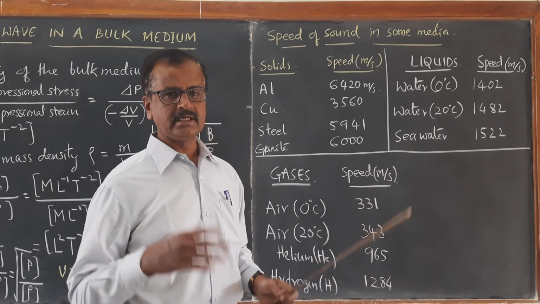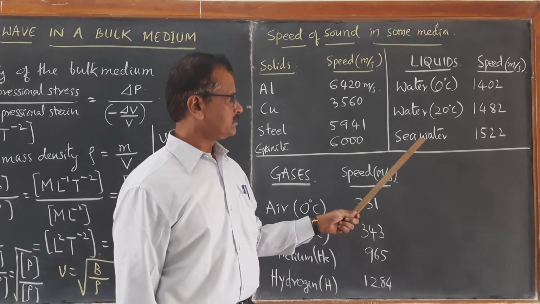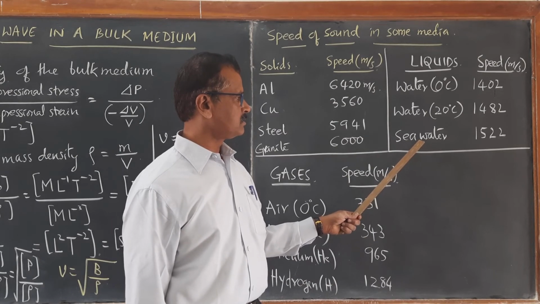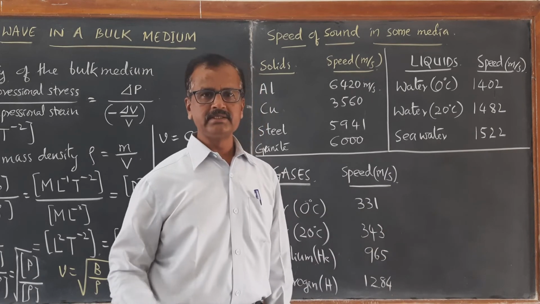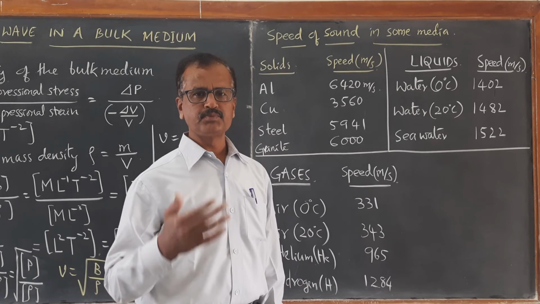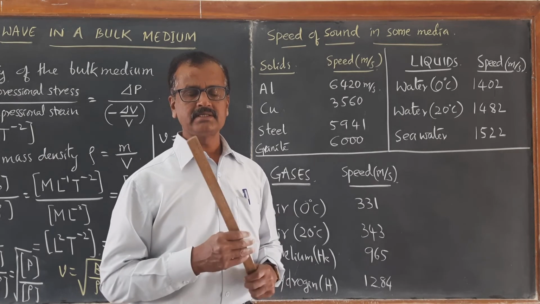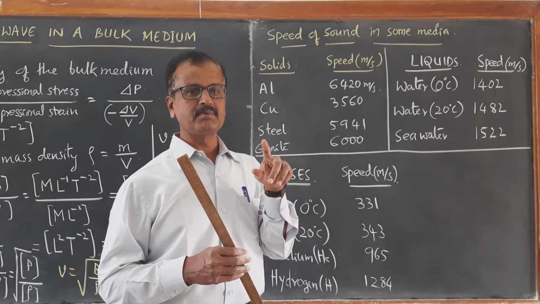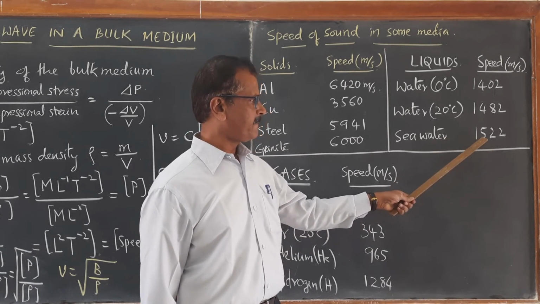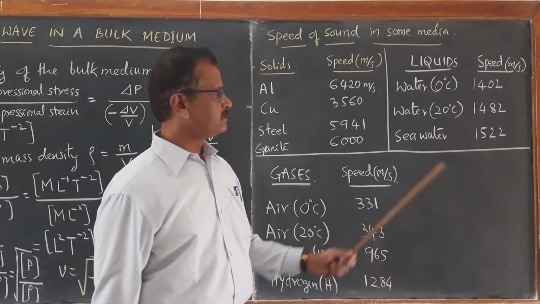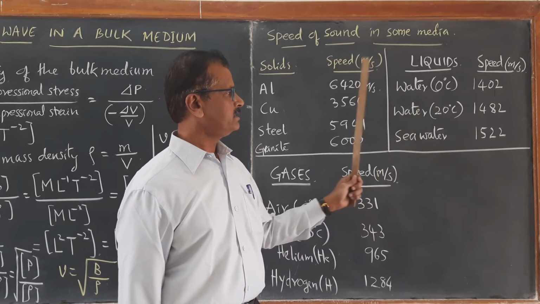Whereas seawater, the density of seawater is more than the density of ordinary water, and the speed in seawater is 1522. When the density is more, what should actually happen? The speed of sound should be less, because the speed of a longitudinal wave is inversely proportional to the square root of density. But as seawater has more density, the speed is increasing. The reason is the bulk modulus. Bulk modulus of seawater is more than that of ordinary water.